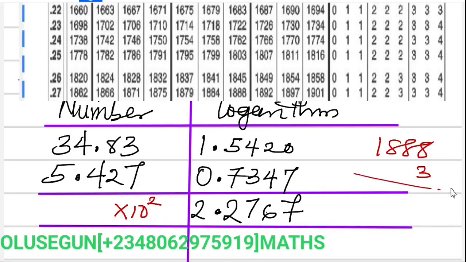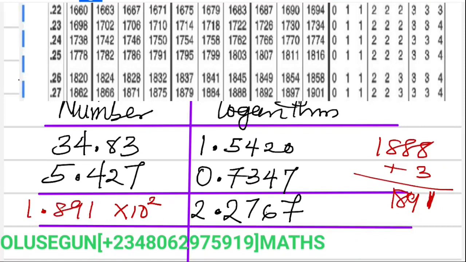Making 3. So let's add it up. 3 plus 8, you give 11. That is a 1, making 9, 8, 1. So the answer here will now be 1.891 times 10 to the power 2.